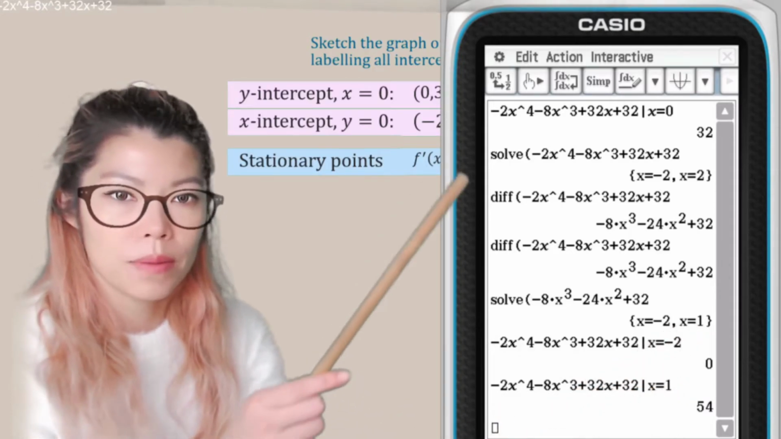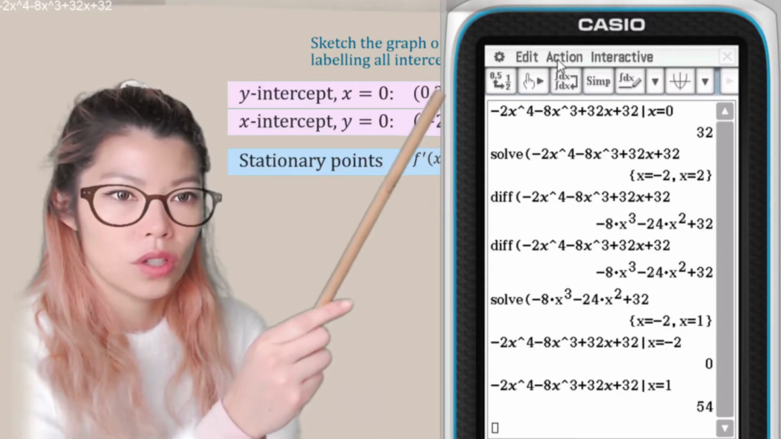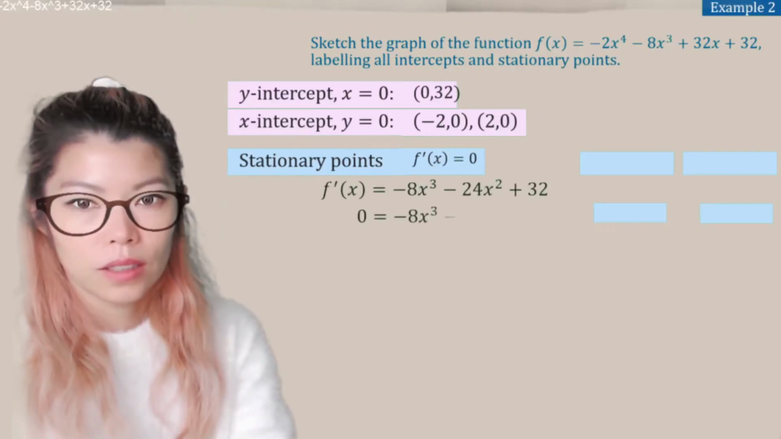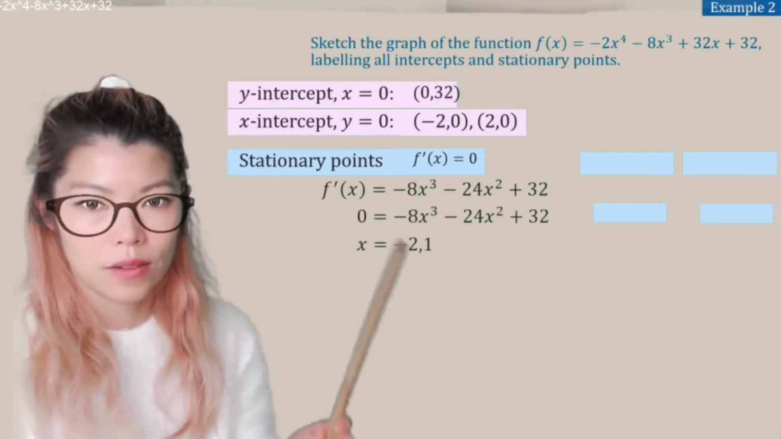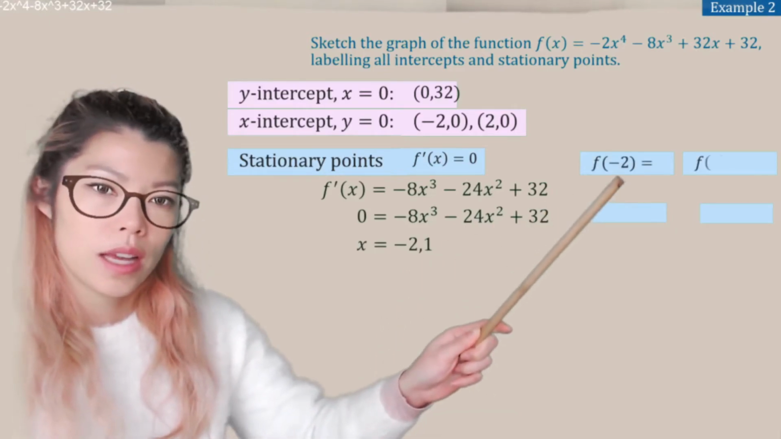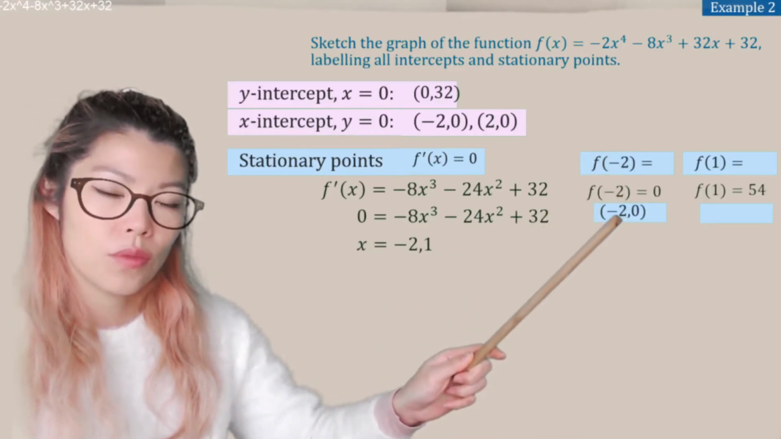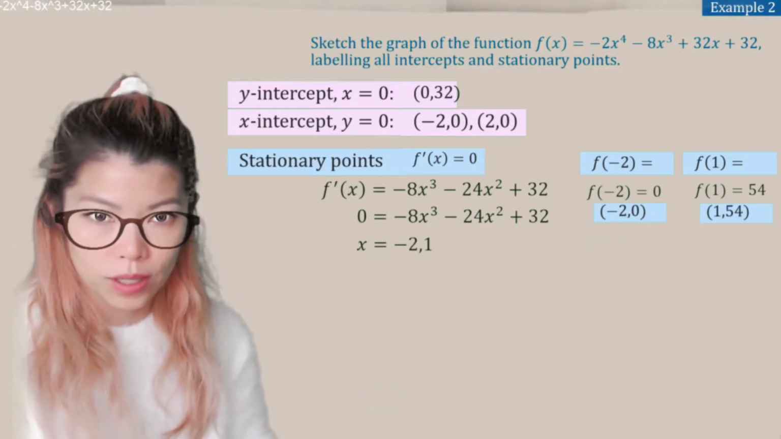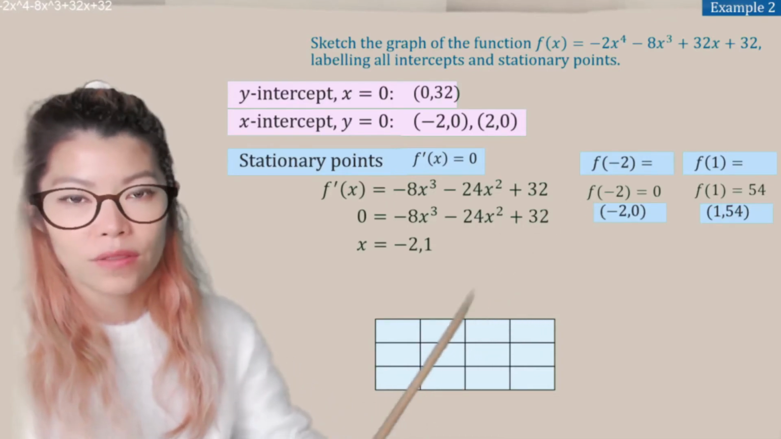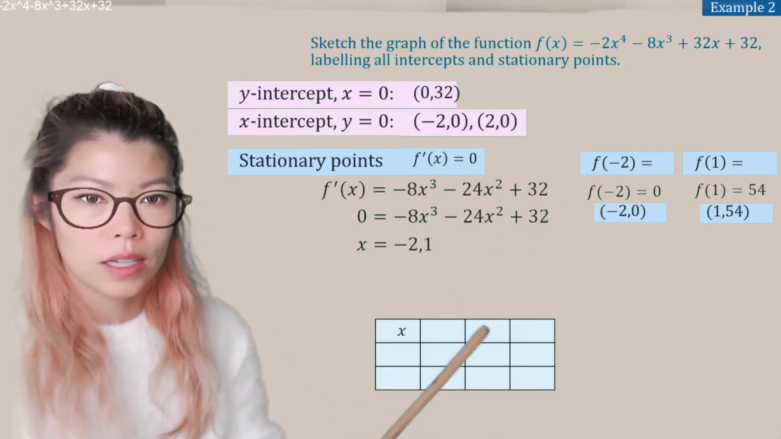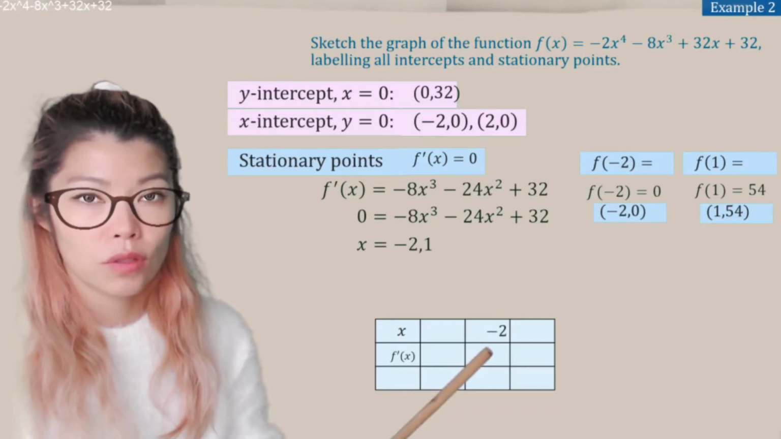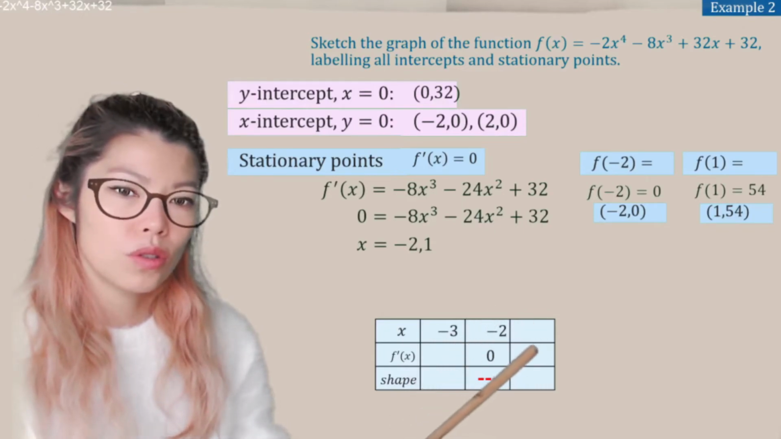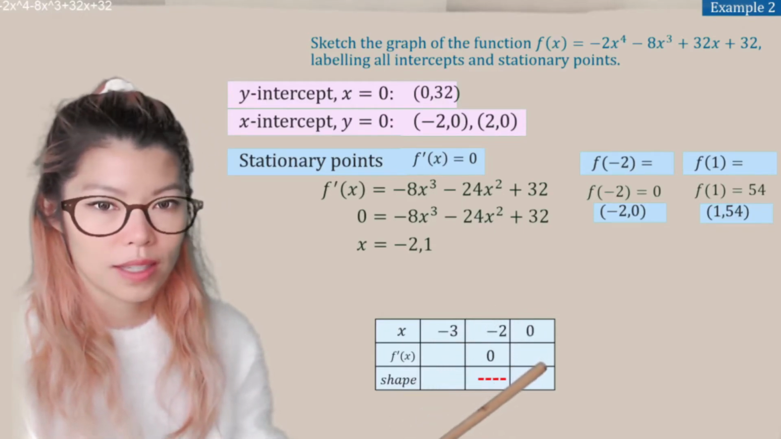So just quickly recap. To differentiate, you go to action, calculation, differentiate to get the derivative. So we derived it and we found the x values. Then we put into the calculators to find the y values, and we have -2, 0 as one stationary point and 154 as the other stationary point. And then we have to figure out what kind of stationary points they are by going a little bit to the left. So a little bit to the left of -2 would be -3, and then a little bit to the right, which you could go -1, or I would just go 0 because it's easier.